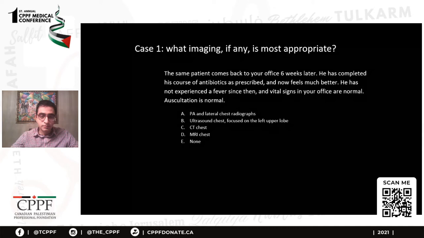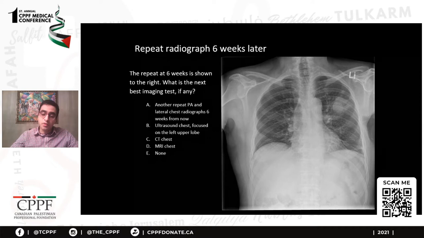Okay, time is up. So the correct answer is, again, PA and lateral chest radiographs. So we'll take the next question, and then we'll discuss this. So you do the radiograph. Here I'm showing you only the frontal, and you see the following. This is the repeat at 6 weeks.